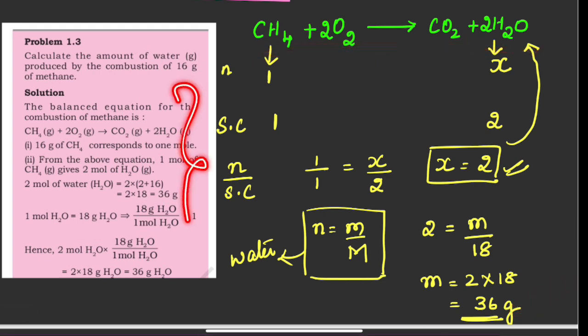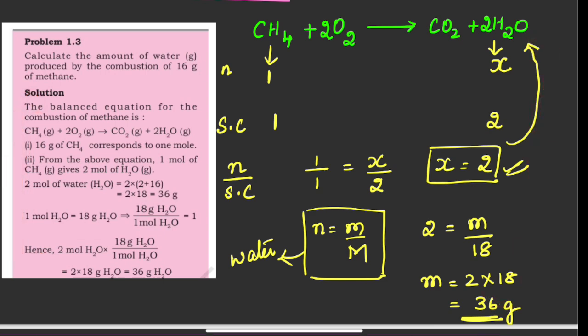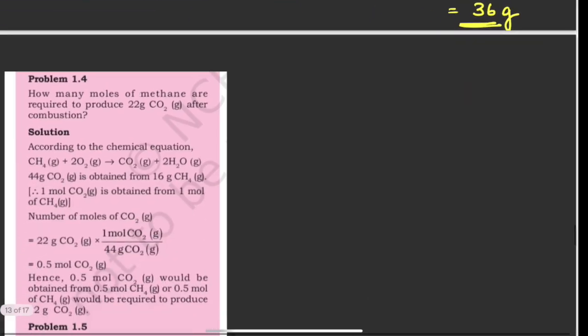So if you get confused by seeing how they have done this, you can use these 4 tricks and solve it easily. Is that clear, students? Now we will solve one more question, that is 1.4. So again, what is the first trick we have to use? We have to write the equation.